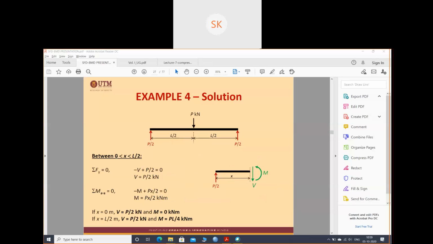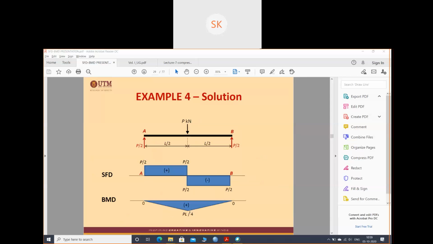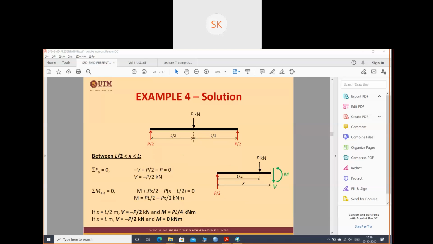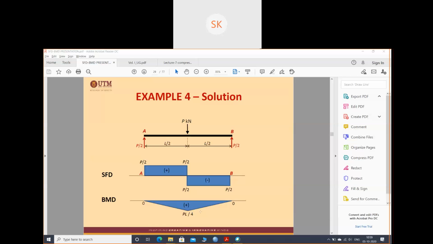Again at 0 you got M equals 0, moment is 0, but at L by 2 you got PL by 4. It will have some value, you need to put that value. So 0, PL by 4, again at L by 2 you got the same value, but at L you got 0. So again you connect 0. Connect these points, you will get this diagram. So this is the shear force, this is the bending moment diagram.